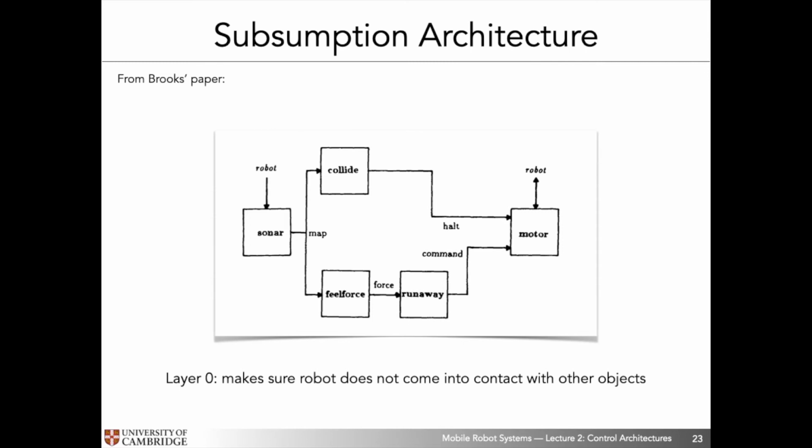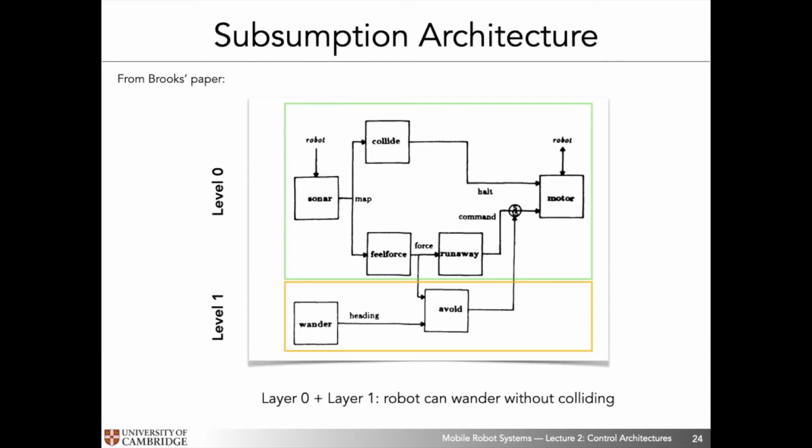Okay. So this layer 0 just makes sure that our robot survives as it exists in planar space by not coming into contact or bumping into any other objects. Now we're going to add one more layer of sophistication to this, which does nothing much in addition, but gives the robot a little bit more sophistication.